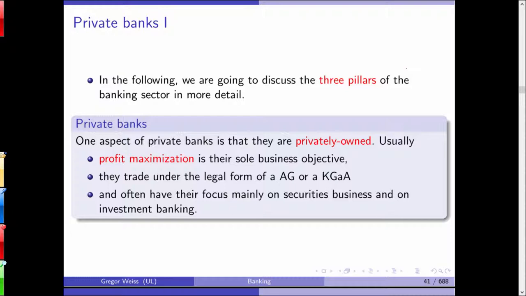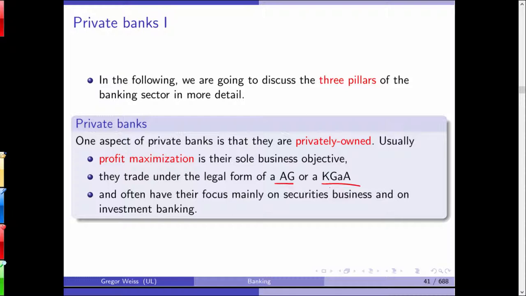So this is what we call Privatbank in Germany. This pillar comprises all banks that are privately owned, private Geschäftsbank. So one aspect is they are privately owned. Usually they tend to try profit maximization, and they trade under the legal form of a stock company or a KGaA. This is a German legal form that is, I think, quite difficult to explain or even to translate.